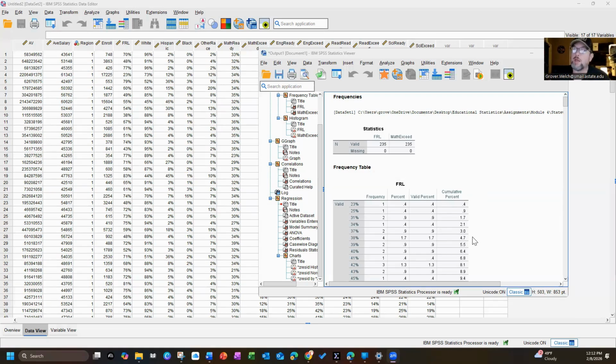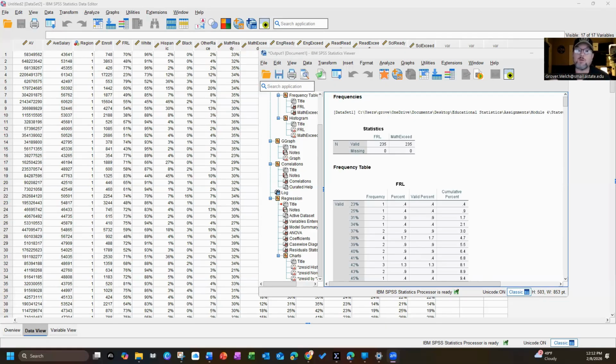Today I'll demonstrate how to conduct a Pearson correlation analysis in SPSS to examine the relationship between free and reduced lunch percentages and student math achievement. This analysis addresses a critical question in education equity. Does the socioeconomic status of students, as measured by free and reduced lunch eligibility, relate to their academic performance?